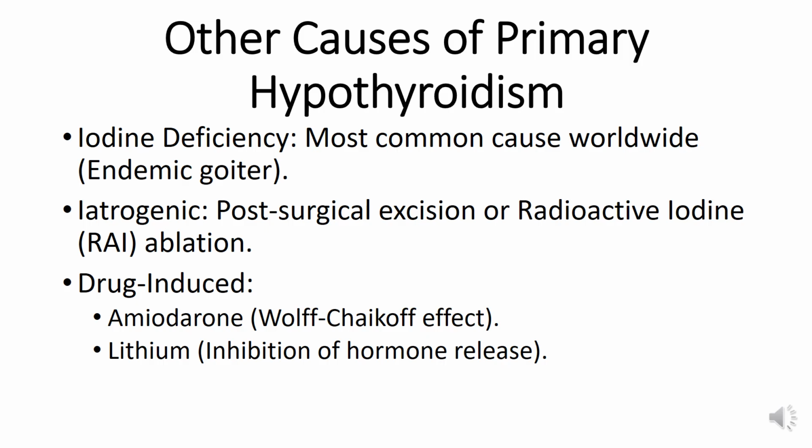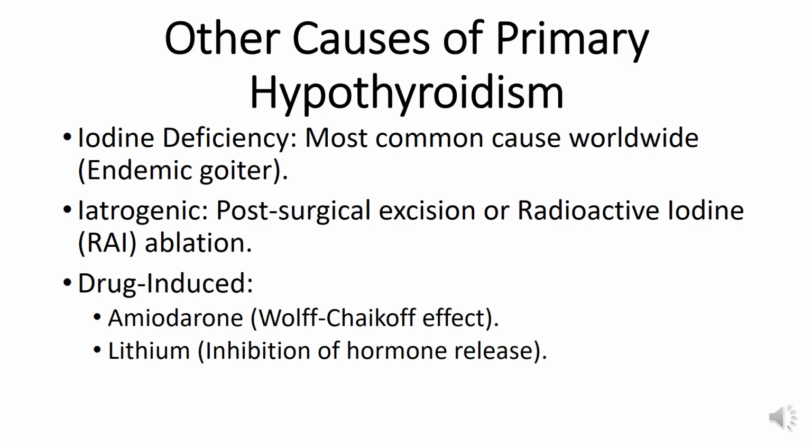Primary hypothyroidism can also result from medical treatment, a situation known as iatrogenic hypothyroidism. One common cause is surgical removal of the thyroid gland. Patients may undergo partial or complete thyroidectomy for thyroid cancer, large goiters, or hyperthyroidism. If sufficient thyroid tissue is removed, hormone production falls and lifelong thyroid hormone replacement may become necessary.